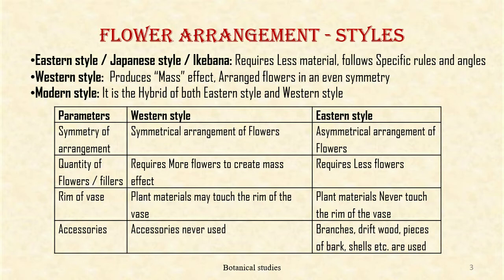The table shows the difference between Western style and Eastern style. First parameter is symmetry of arrangement. In Western style, a symmetrical arrangement of flowers is used, while in Eastern style, an asymmetric arrangement of flowers is used. Quantity of flowers and fillers: Western style requires more flowers to create mass effect, while Eastern style requires fewer flowers.